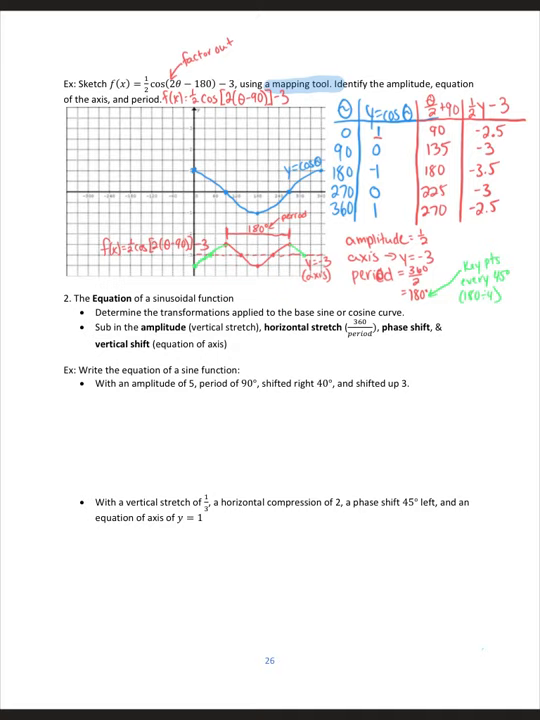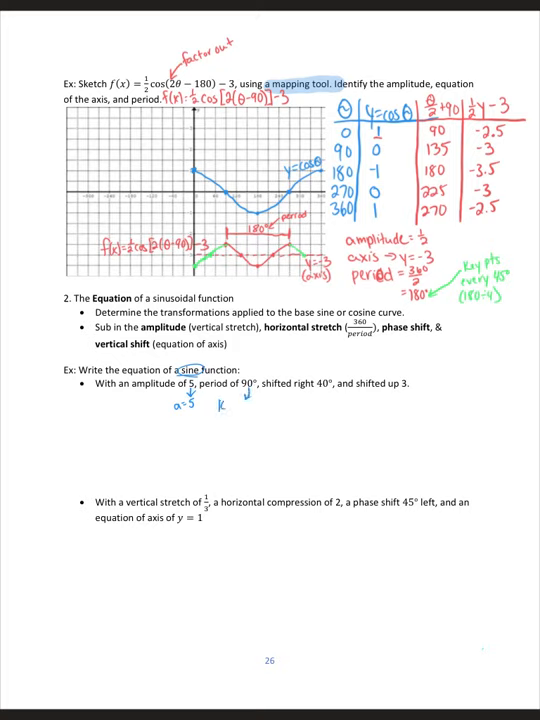Write the equation of the sine function. So we're going to use our sine function here with an amplitude of 5, a period of 90 degrees, shifted right 40 degrees, and then shifted up 3. So an amplitude of 5 means that our a variable is going to be 5. Our period is 90 degrees, so we need to figure out what's our k.